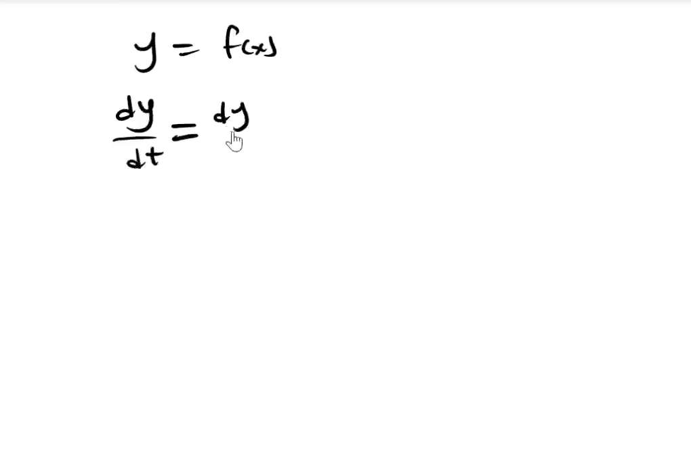Assuming y is a function of x and we want to know the rate at which y changes with respect to time, then we can say that dy/dt is equal to dy/dx multiplied by dx/dt.